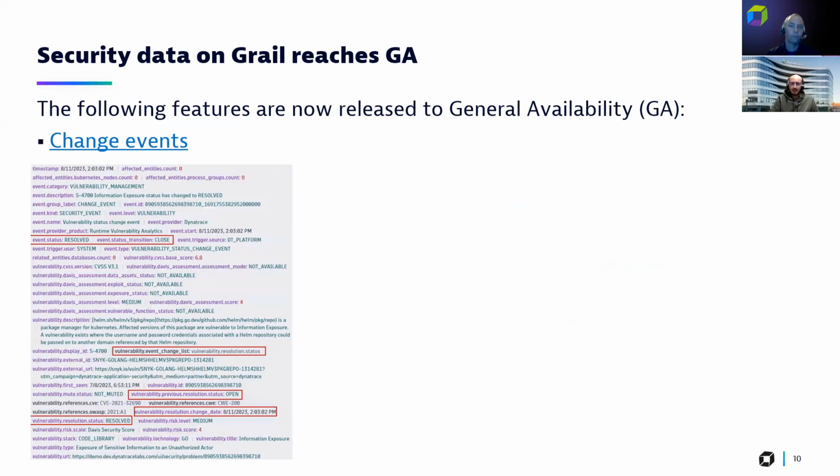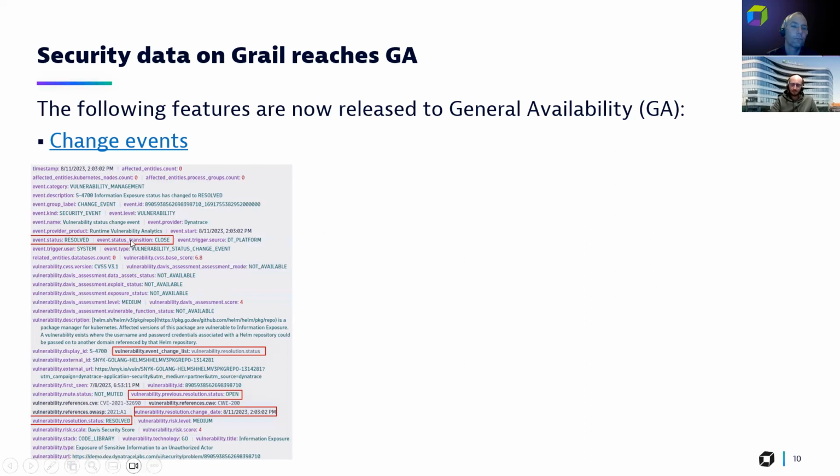Another update we have: change events have been introduced to a GA version for this release. And these events are useful for you to generate vulnerability events which undergo a status or assessment change.